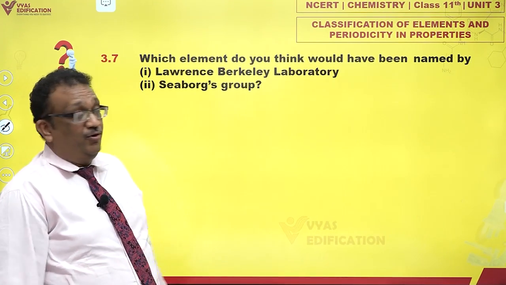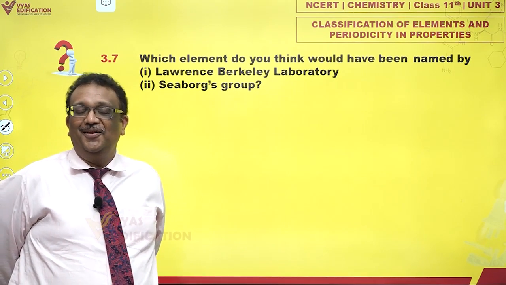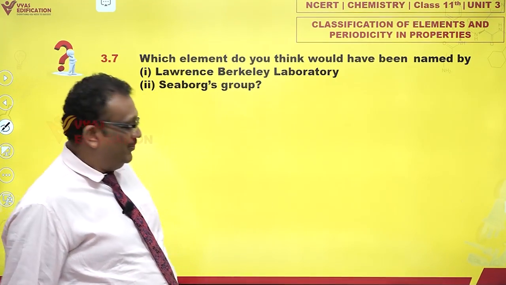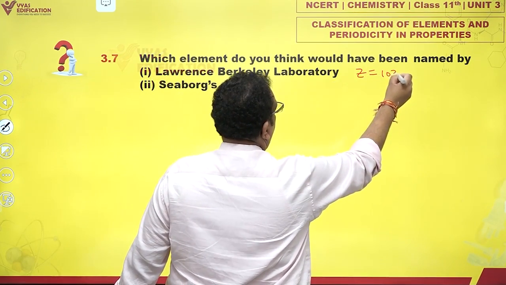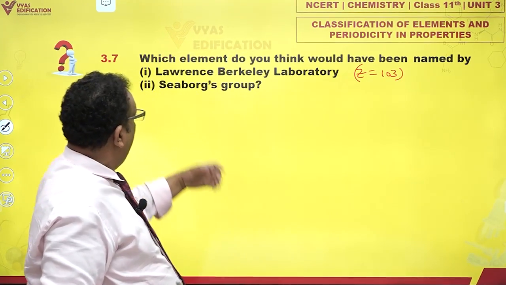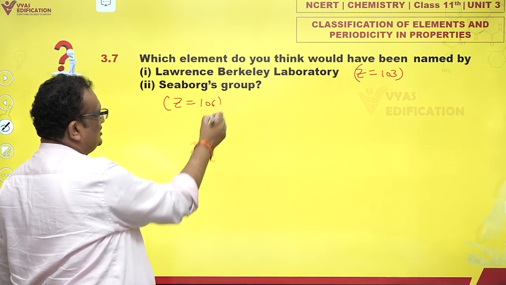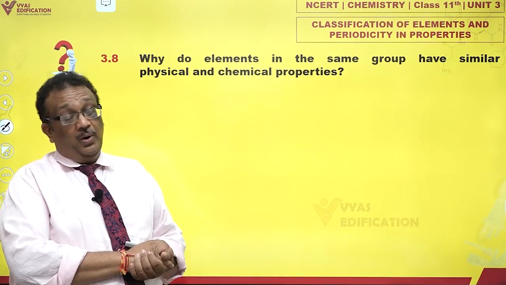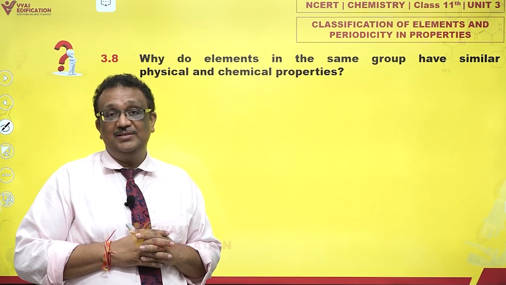Which element do you think would have been named by Lawrence Berkeley Laboratory and Seaborg's group? The name itself reveals it all. Lawrence Berkeley Laboratory, lawrencium. Lawrencium, atomic number 103. They started calling it lawrencium, and seaborgium, and that is atomic number 106. They simply named it after themselves. That's it.